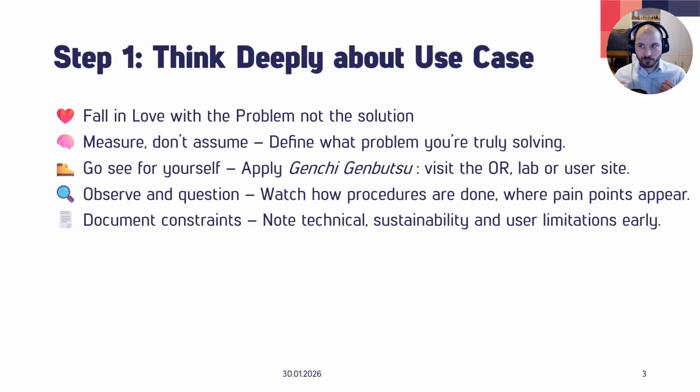There's a principle in lean manufacturing called Genbutsu, and it means get your boots on the ground or go see for yourself. And that means that you should go visit an OR, go visit a lab, go visit your site of use for your medical device, in vitro diagnostics, or your pharmaceutical. Go and look where it is actually used and try it for yourself. Observe and question. What are the real pain points? And how is it actually done?